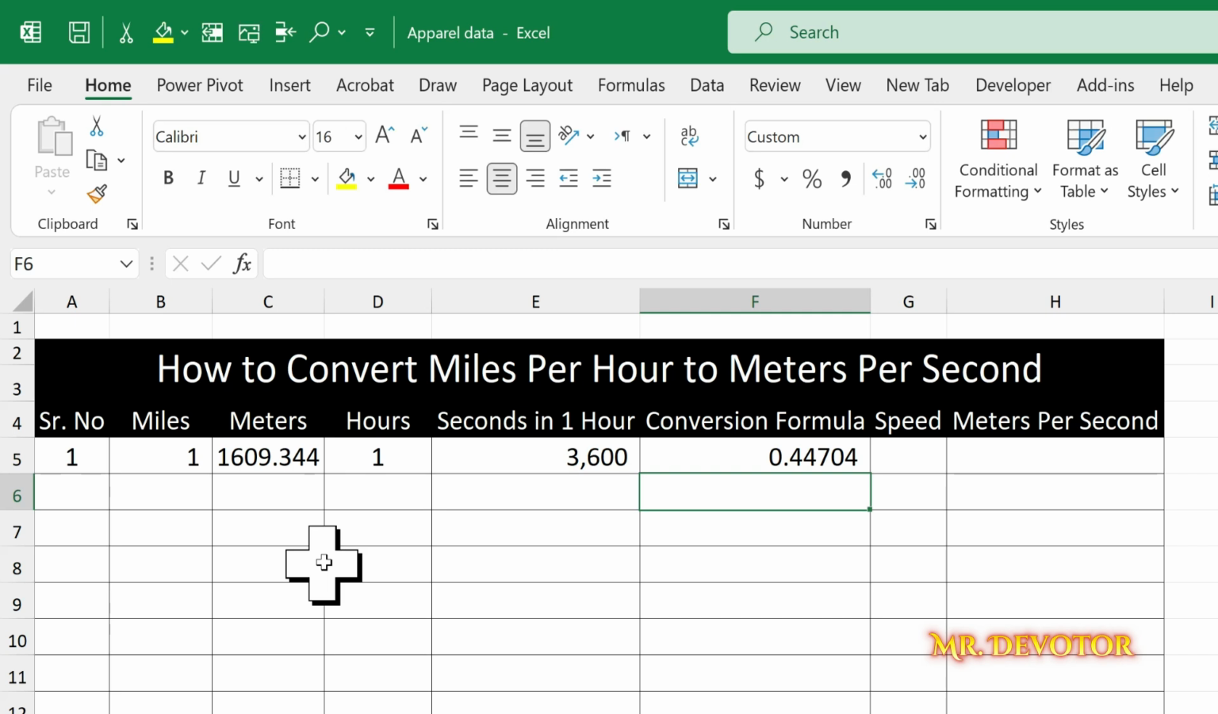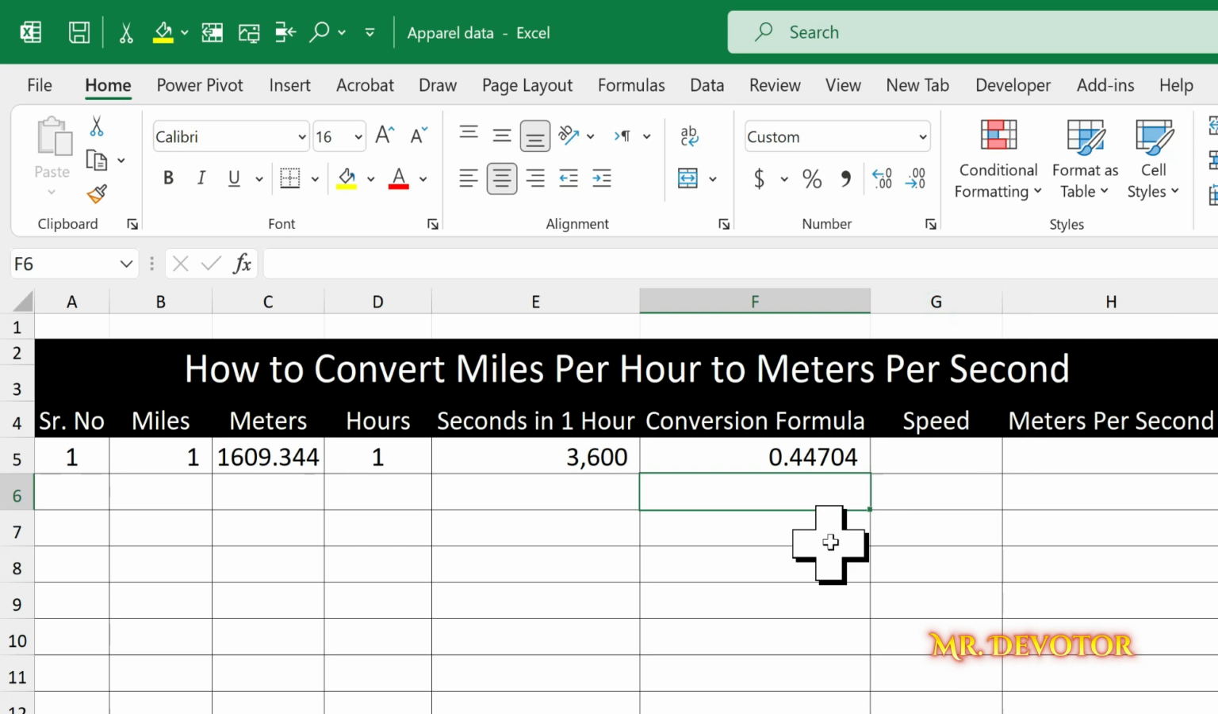So to convert miles per hour to meters per second, we simply need one important fact. 1 mile per hour is equal to 0.44704 meters per second. This means every time you want to convert a speed from miles per hour to meters per second, just multiply it by 0.44704. And that's it, just one simple multiplication.